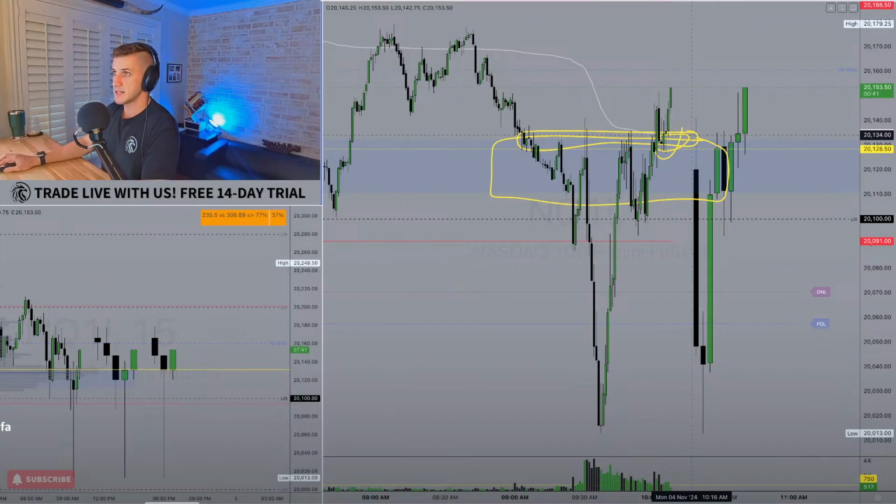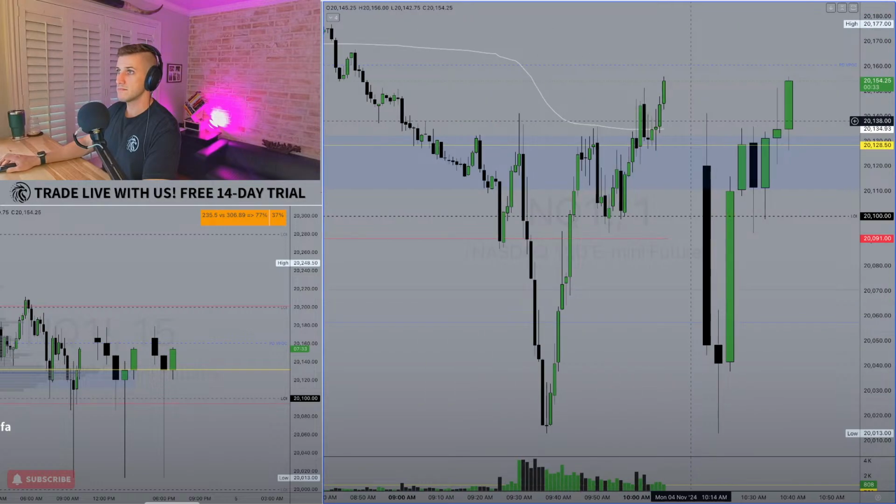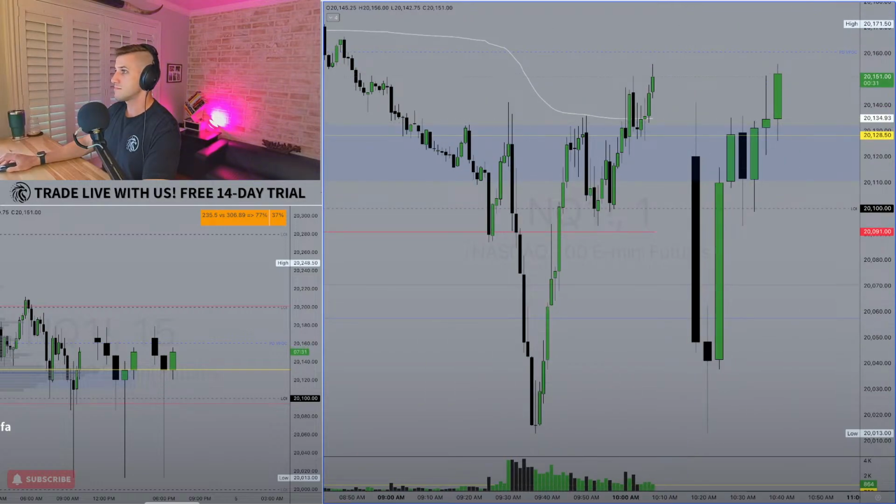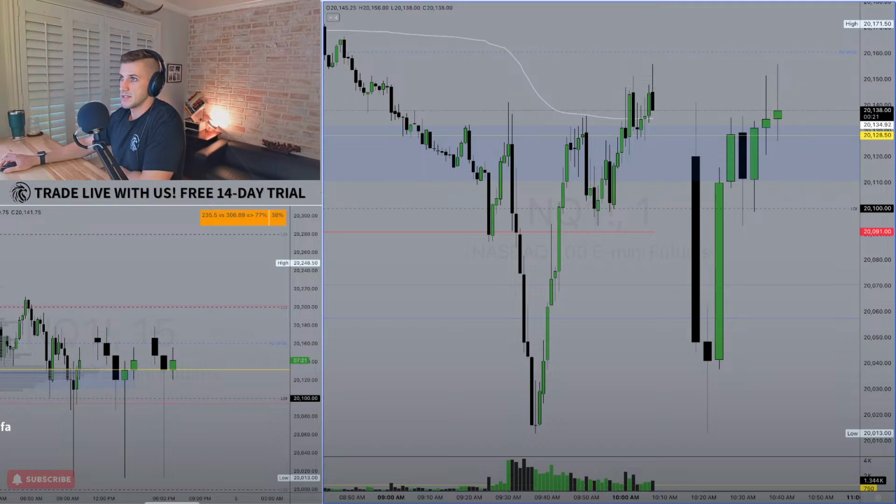NQ retesting session highs there. There's your new high of day being made. So more buyers starting to materialize. And sellers step right back in there. So again, more clues of the choppiness, right?